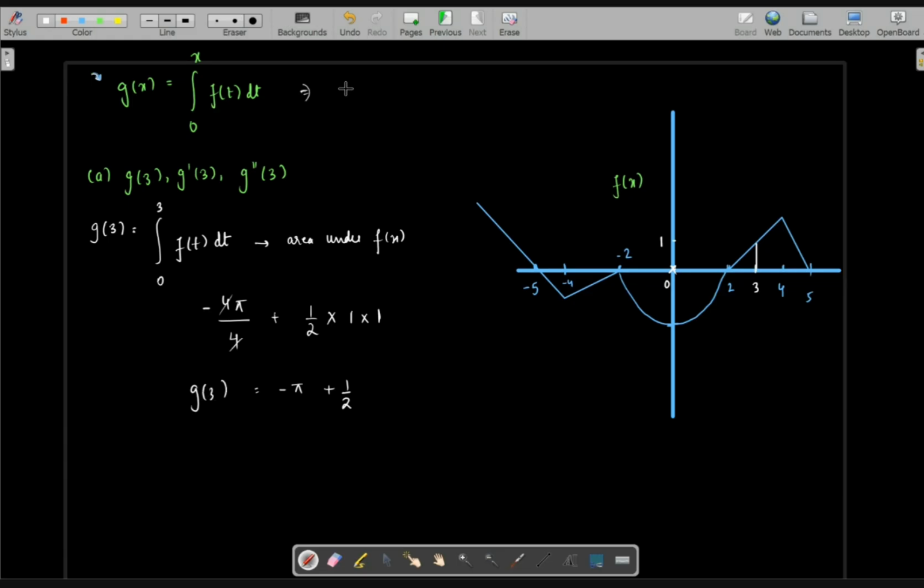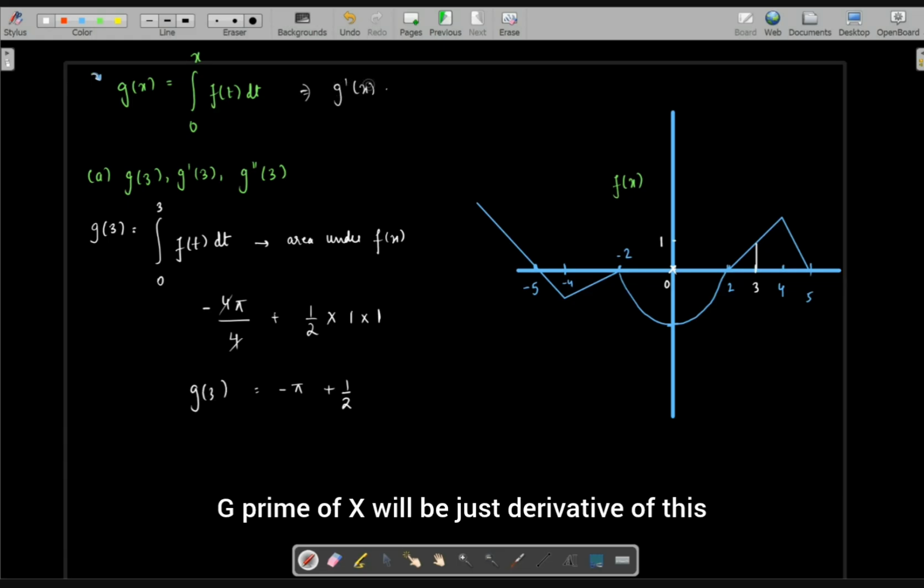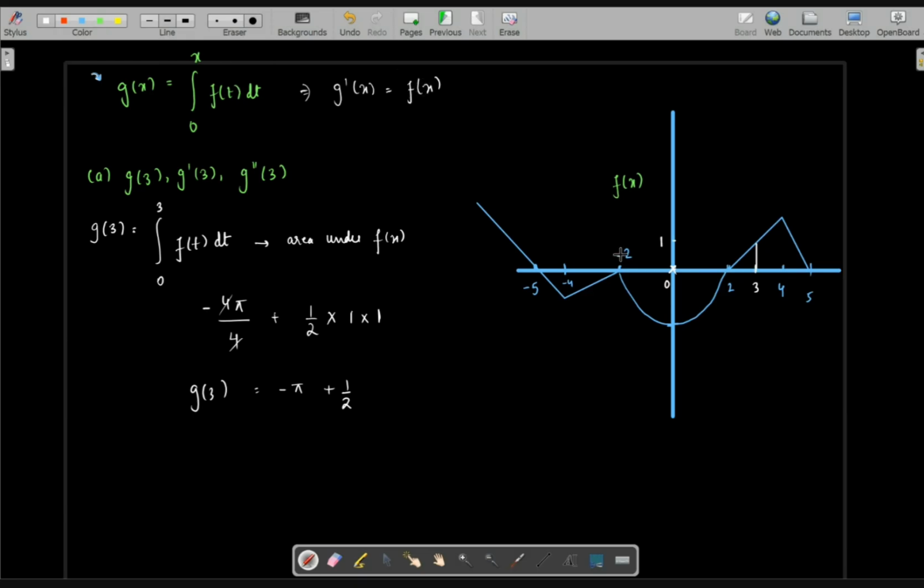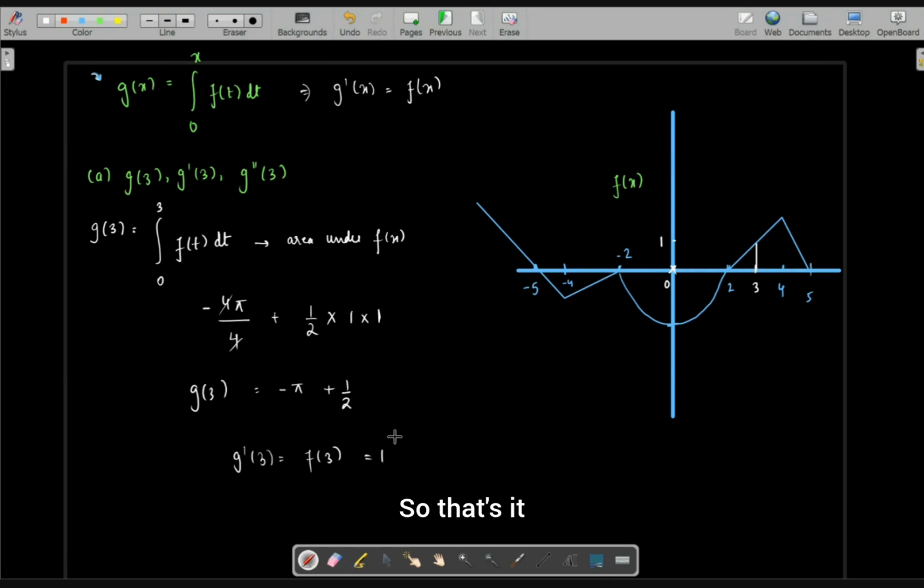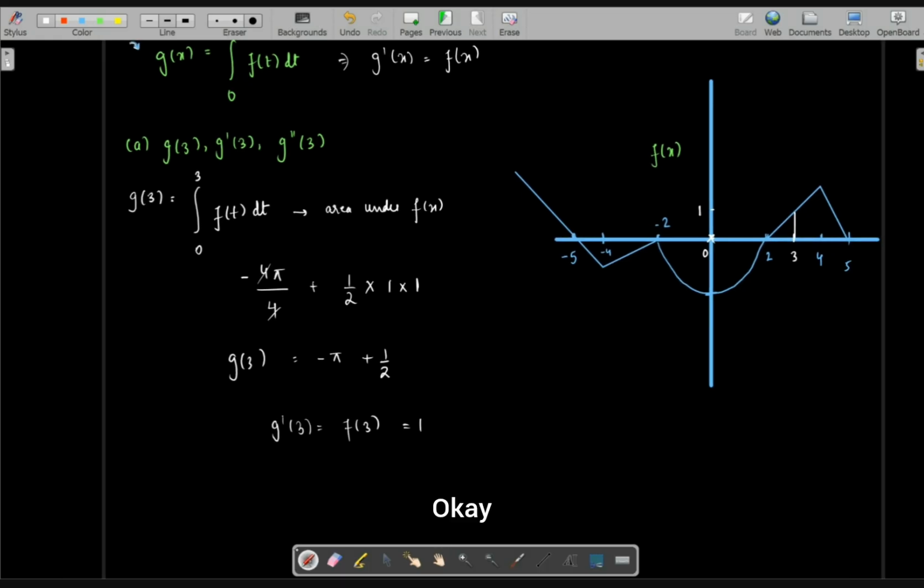From here, g prime of x will be just the derivative of this, so that will be just f of x. So just f of 3. We can look at the graph: f of 3 is 1. So that's it.